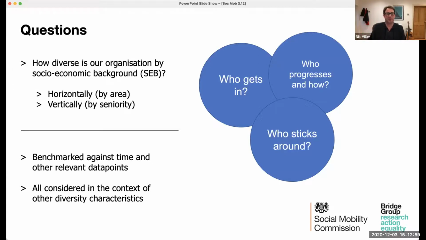Who progresses and how? And of course, the way to make sense of lots of this data is to benchmark it against time. Are things getting better or worse? And other relevant data points, of course, against peer organizations. And I'll share some examples of that shortly. And I'm really encouraged and relieved that the topic of intersectionality, or cross-cutting, as it is at the fast stream, has come up, because this has become such an important aspect to our work. And I'll talk a bit about that in a second.